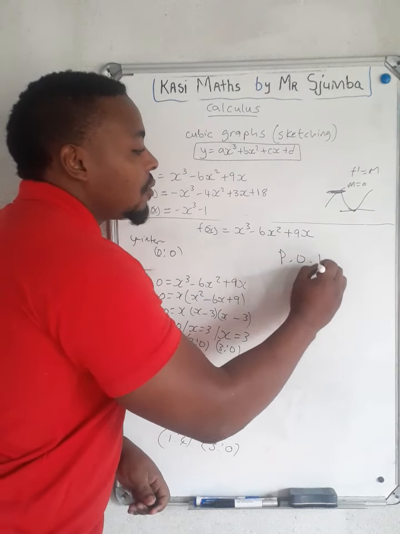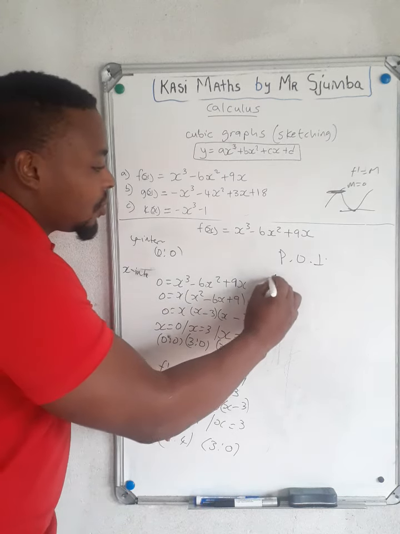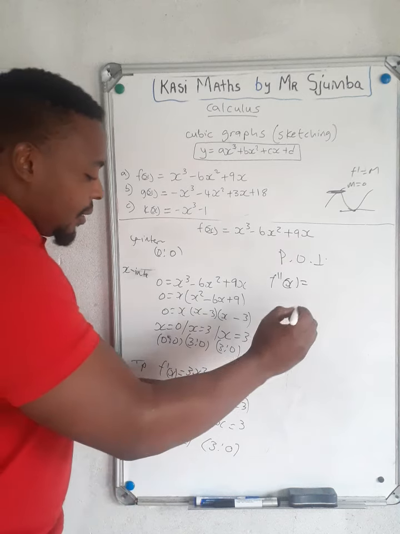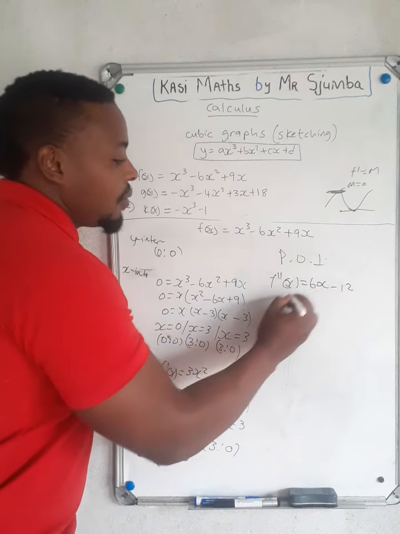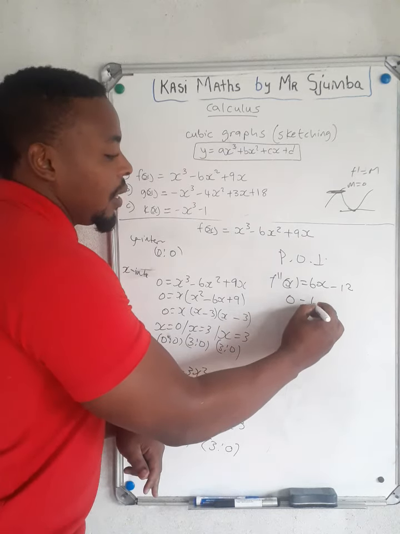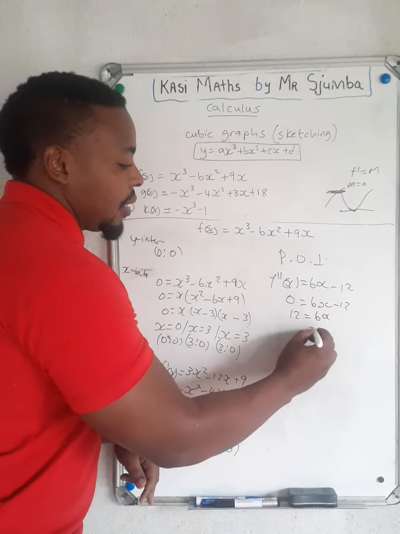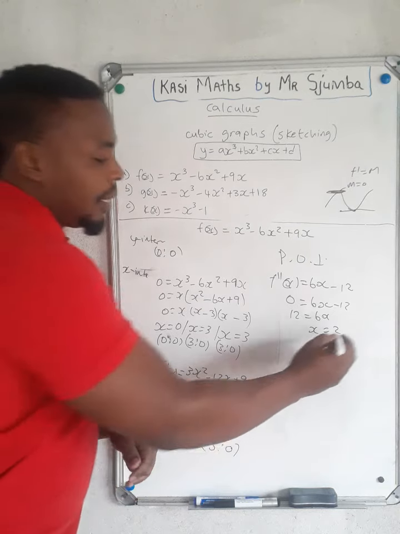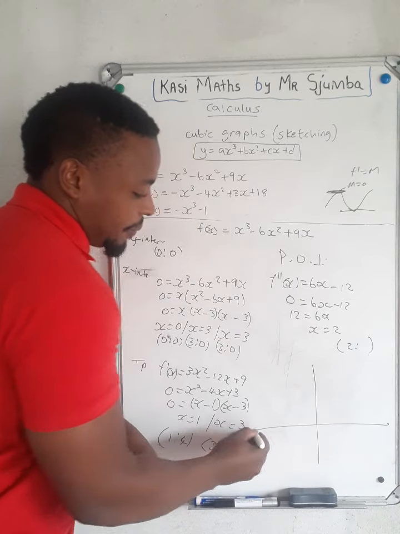inflection, we take the second derivative. So let's derive it. For the point of inflection, we must derive a second time. The second derivative is 6x minus 12. We must make the second derivative equal to 0, so 6x minus 12 equals 0. Then x is equal to 2. Then the point of inflection is 2 comma something.